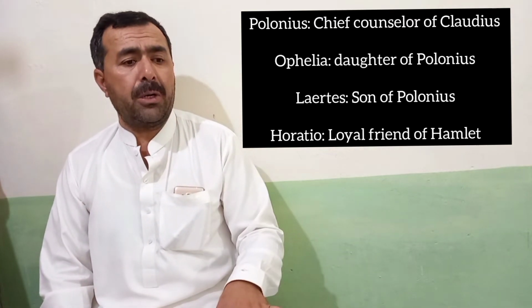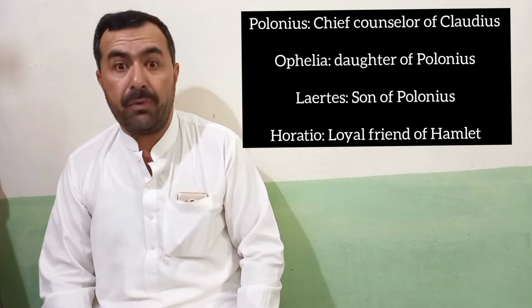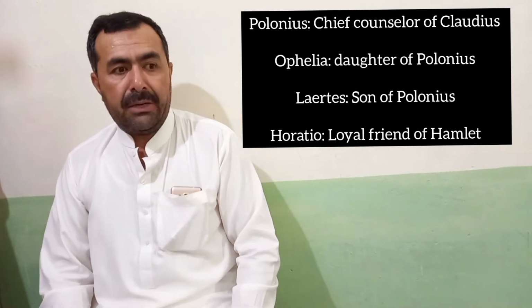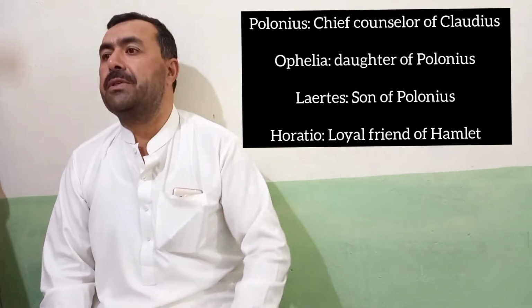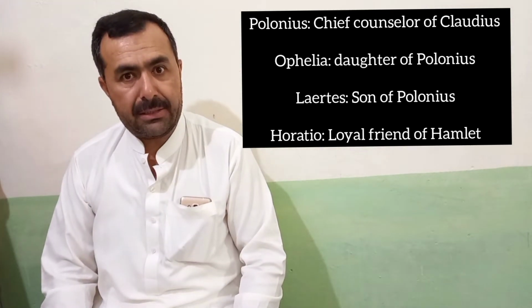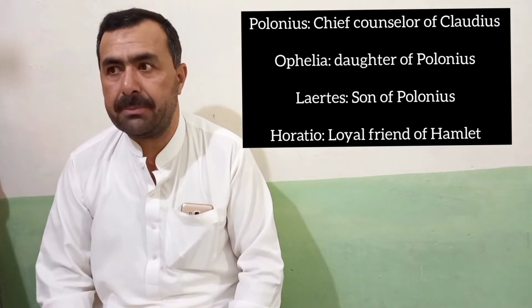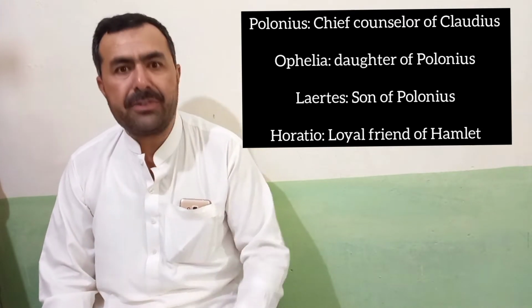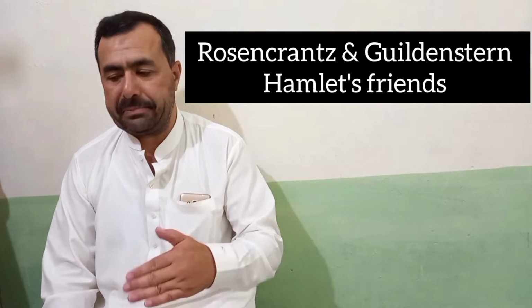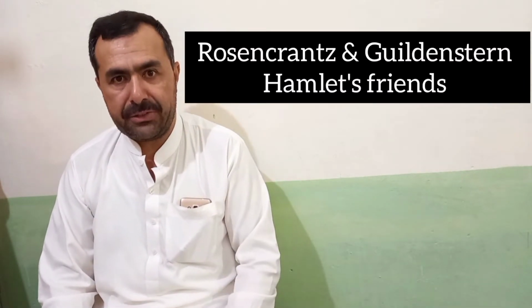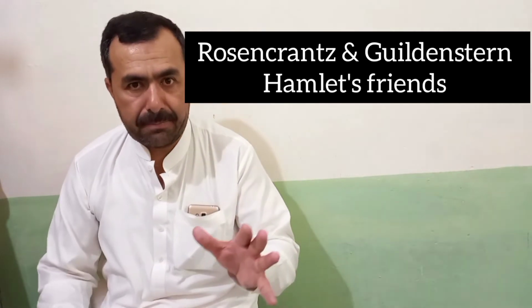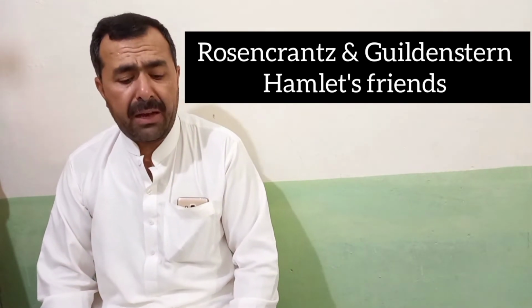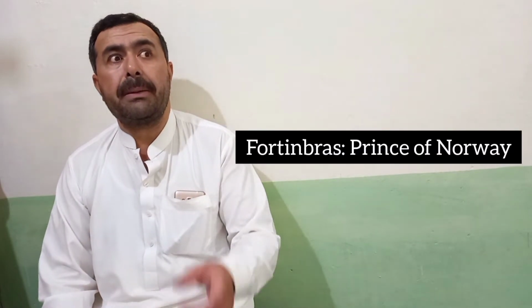Laertes, after the death of Polonius, he had become the counselor and the chief villain against Hamlet. Then we have a friend of Hamlet, Horatio, loyal friend, the confidant, and a fast friend of Hamlet. Hamlet shares everything with him. Then we have Rosencrantz and Guildenstern, two friends of Hamlet, not first friend but friends. Actually, they work for Claudius, how I'm telling you. Then we have Fortinbras, the prince of Navarre, and we have supposed character Gonzago in this play.